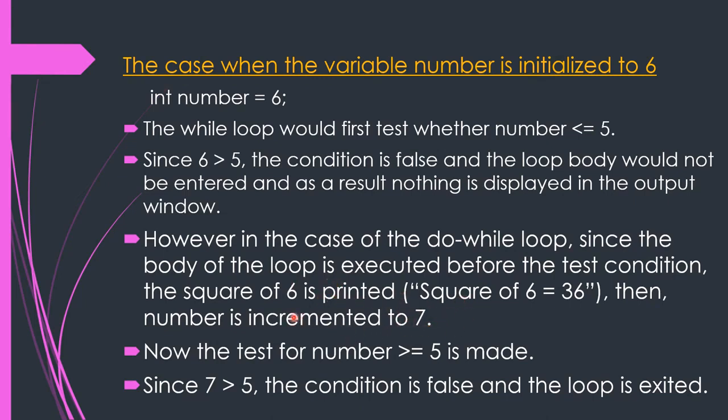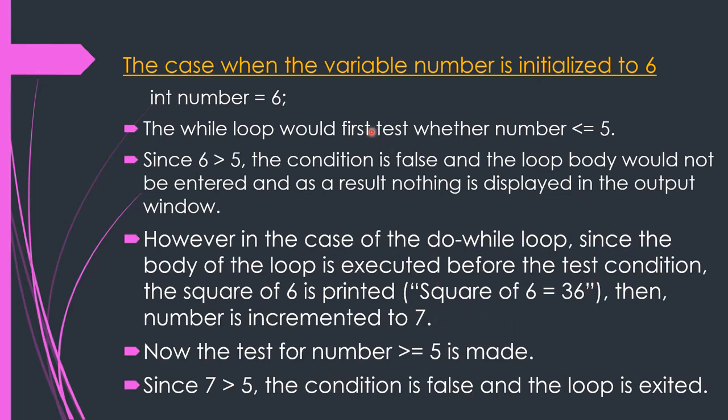Now we are going to test this condition. Now the test for number less than or equal to 5 is made. Means now we are going to evaluate it. Now here 7 is of course greater than 5, means the condition is false, because the main condition was number is less than or equal to 5, but 7 is greater than 5. So here the condition is false. So after this step, the loop is exited. Why? Because here we have proved that the condition is false after execution of statements for one time.